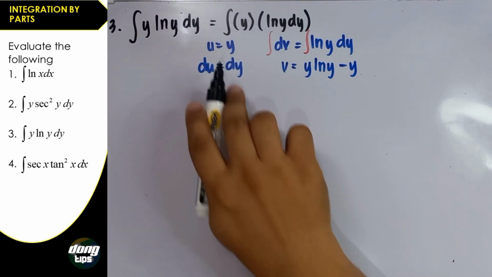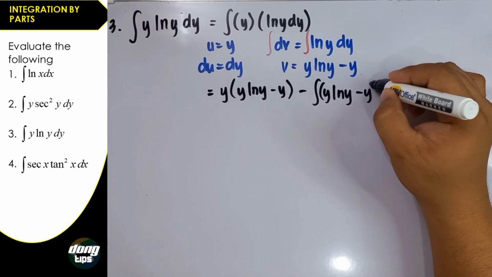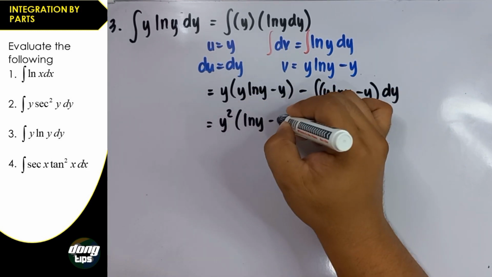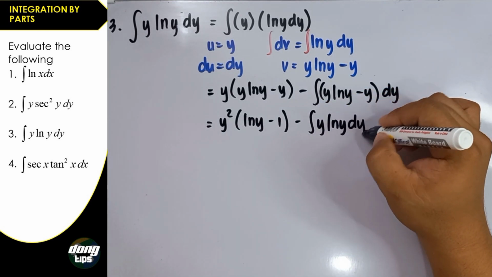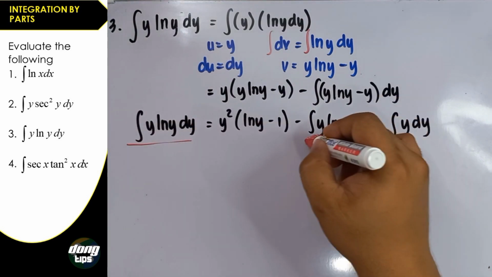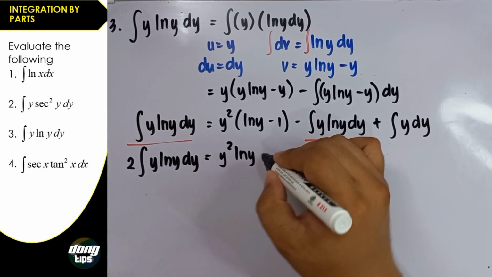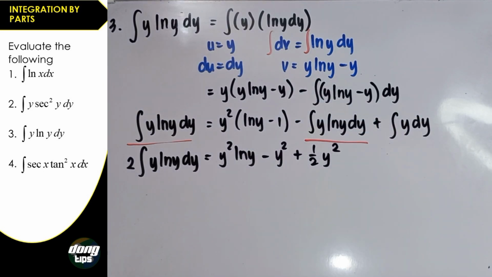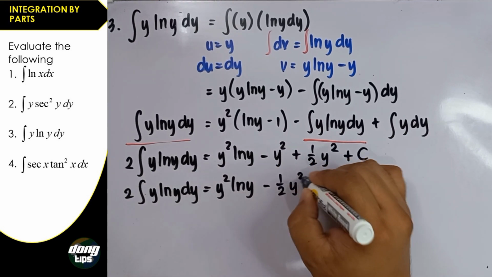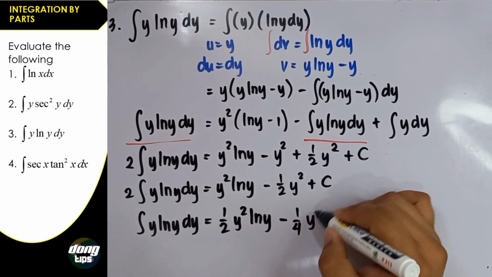From the formula, substitute all the values. As you can see, we can combine this too, so we don't need to integrate that again. Simplify. And this is our answer.